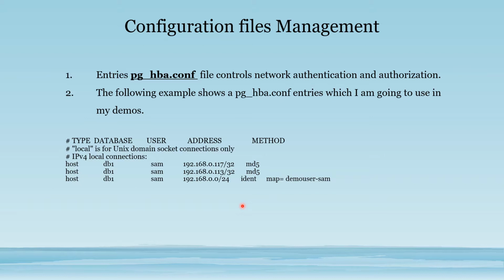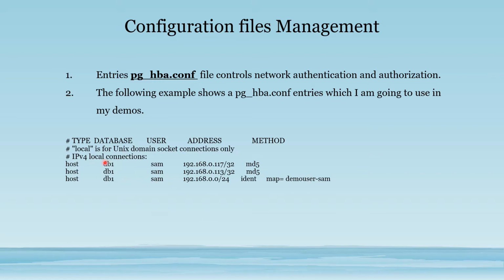pg_hba.conf file controls the network authentication and authorization between your DB server and application servers. The following example shows pg_hba.conf entries which I am going to use in my demos. To allow non-local connections, you need to add more host records. These are the host records which I am going to use.